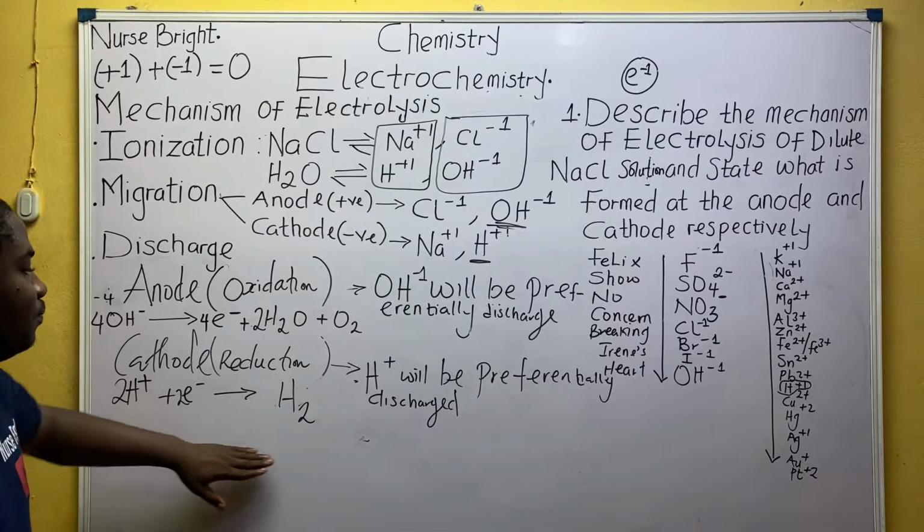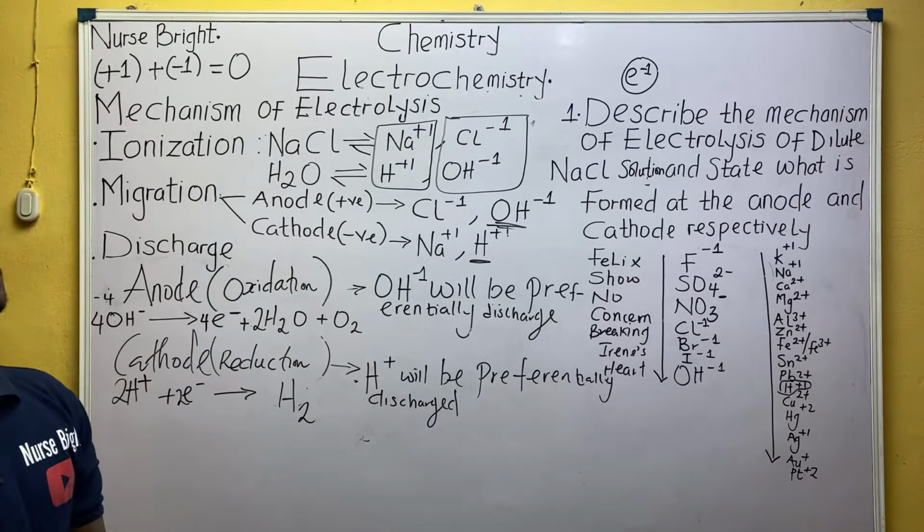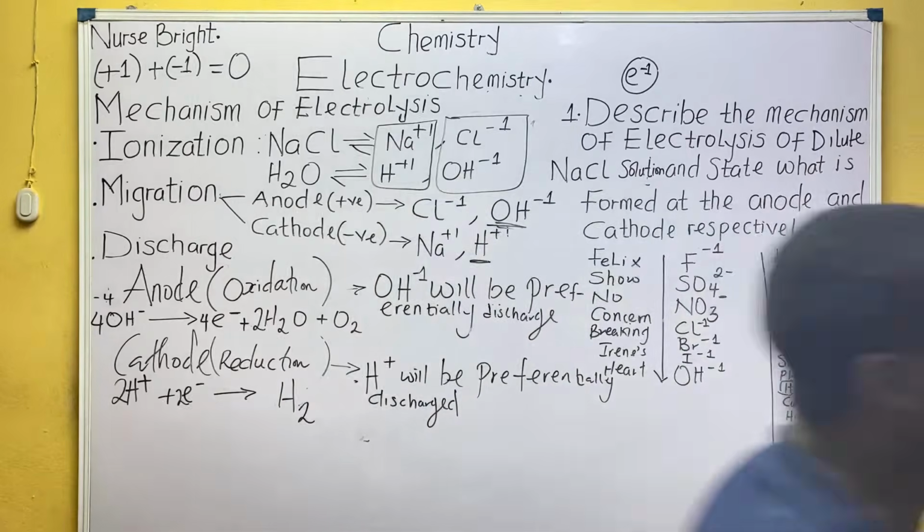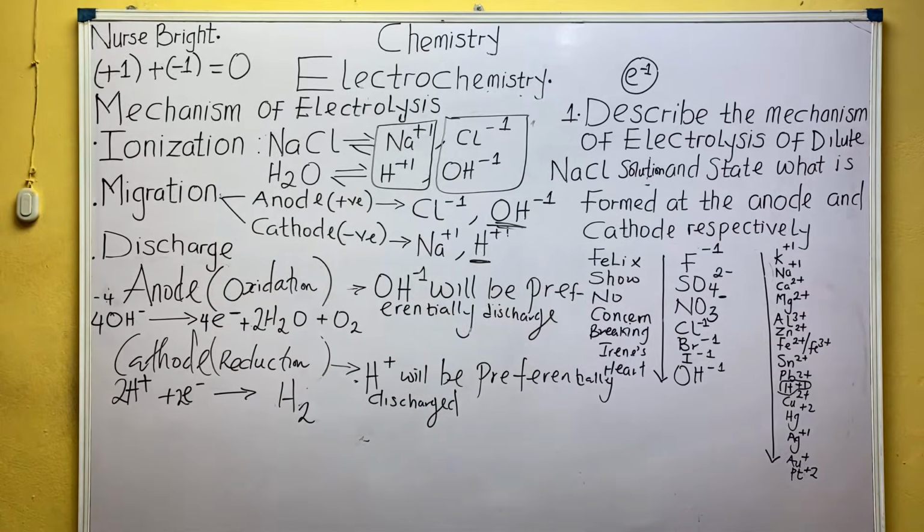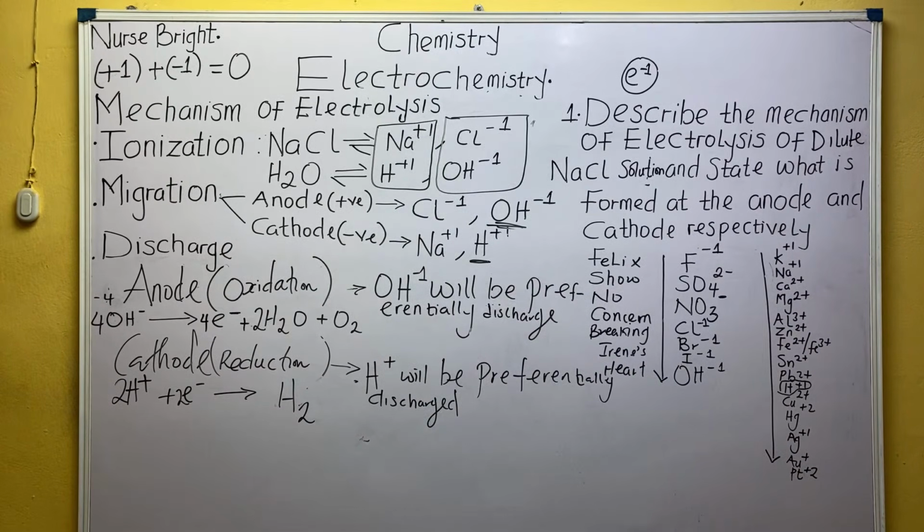So class, this is the reaction, and this is the reaction. That is how it works. I repeat, that is how it works. Class, is it understood? Are all these understood? Let me know in the comment.